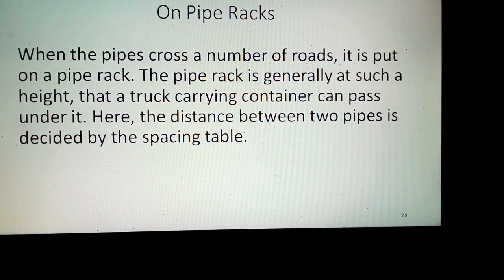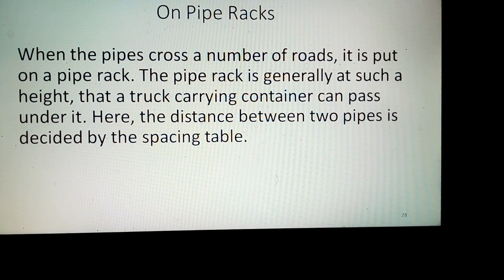On pipe racks, when the pipes cross a number of roads, they are put on the pipe rack. The pipe rack is generally at such a height that a truck carrying container can pass under it. Here, the distance between two pipes is decided by the spacing table.